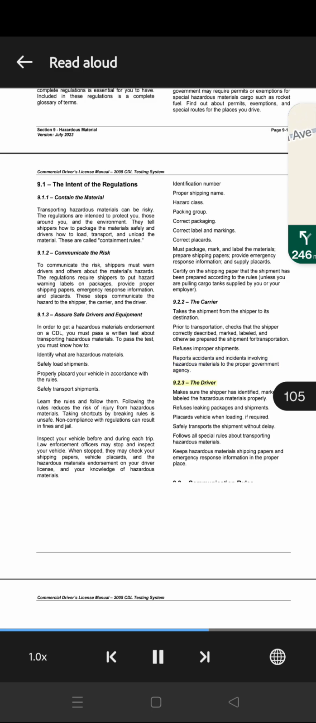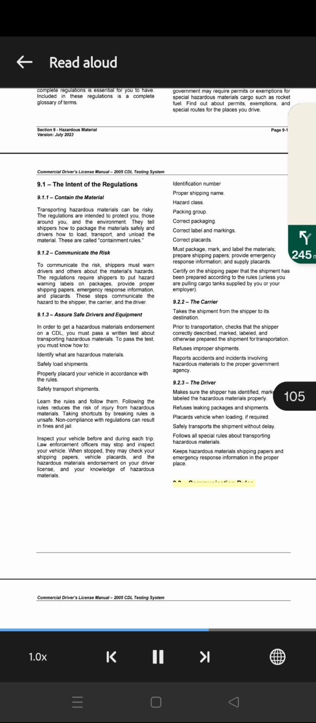9.2.3 The driver makes sure the shipper has identified, marked, and labeled the hazardous materials properly. Refuses leaking packages and shipments. Placards the vehicle when loading, if required. Safely transports the shipment without delay. Follows all special rules about transporting hazardous materials. Keeps hazardous materials shipping papers and emergency response information in the proper place.